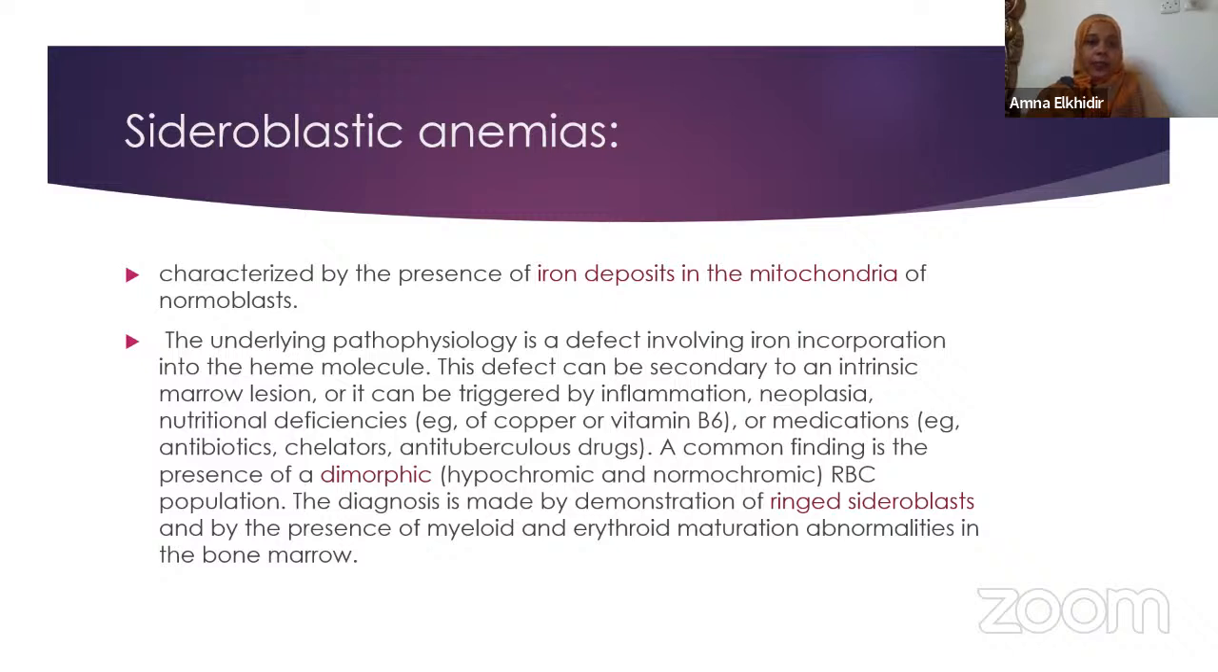A typical finding in peripheral blood picture is dimorphic picture, which means we have both hypochromic and normochromic RBCs. The diagnosis is made by demonstration of ring sideroblasts and by presence of myeloid and erythroid maturation abnormalities in the bone marrow.